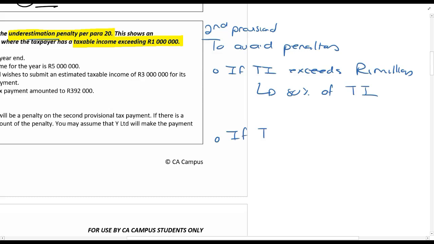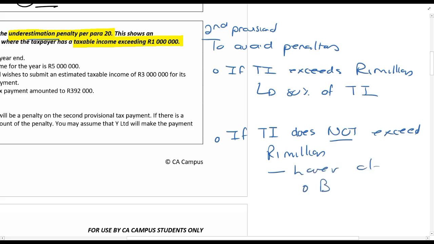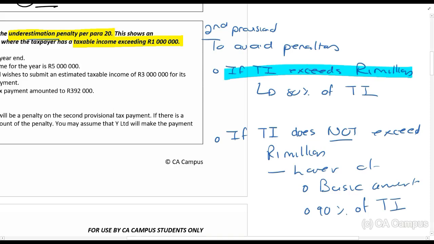If your taxable income does not exceed 1 million, then you can use the lower of the basic amount or 90% of taxable income. So what do we have here? A taxpayer with taxable income exceeding R1,000,000, so you need to use 80% of taxable income.